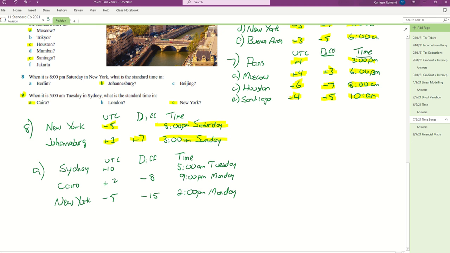Finally, our question 9. Again, looking at UTCs. So Sydney is +10. Cairo is +2. New York is -5. So our differences between Sydney and Cairo, +10 back to +2 is -8. And then +10 to -5 is -15.